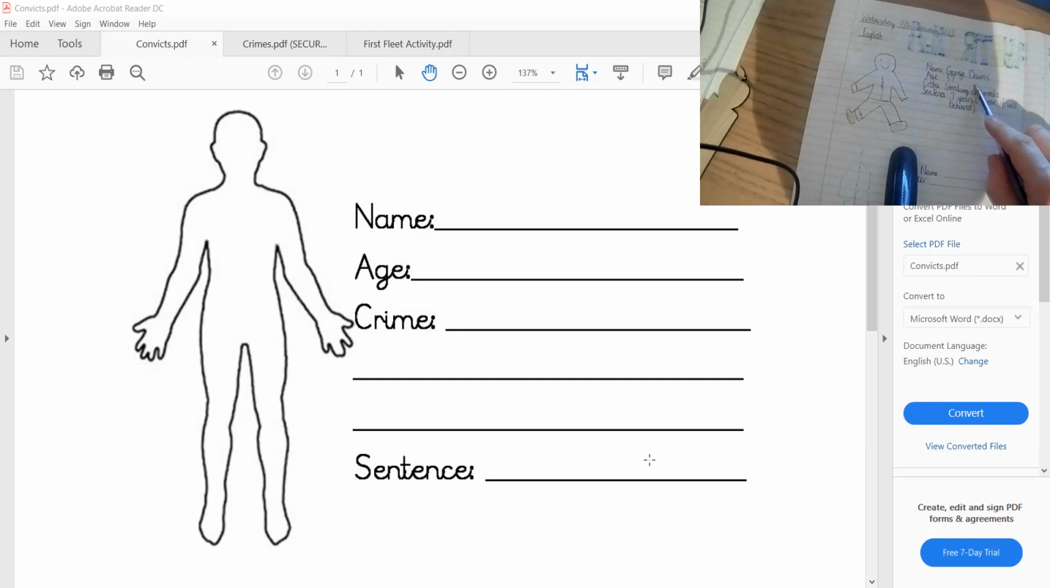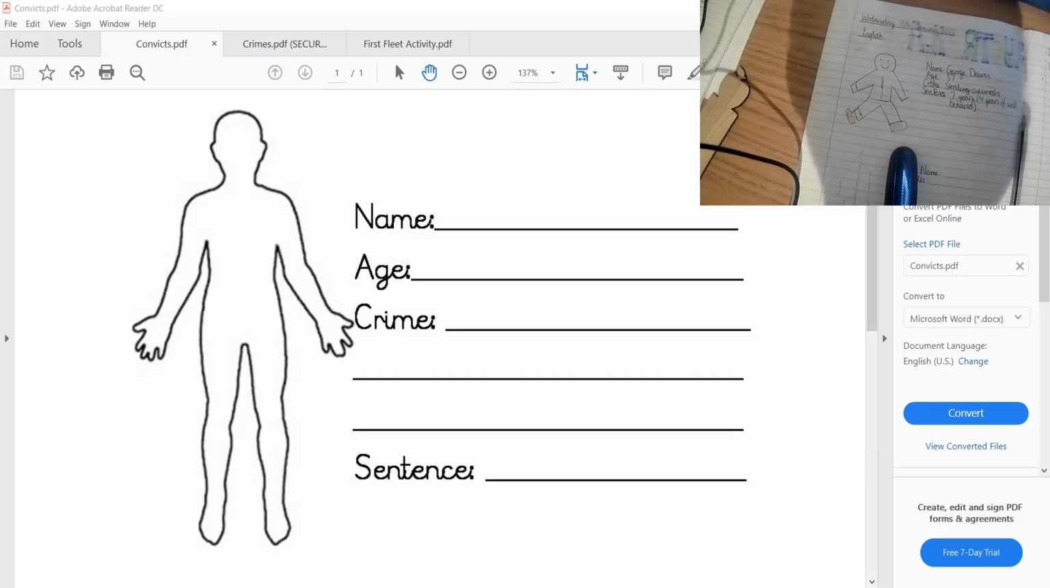So George Dawes was his name here. How old was he? What was his crime? He was stealing animals. And then the sentence, I put 7 years, but I've also put in brackets, 4 years if well behaved, because I like that idea that I learned something from that video there. So that's your first thing that I want you to have a go at. Once you've done that, we then need to design the ship that they're going to be transported to Australia in.